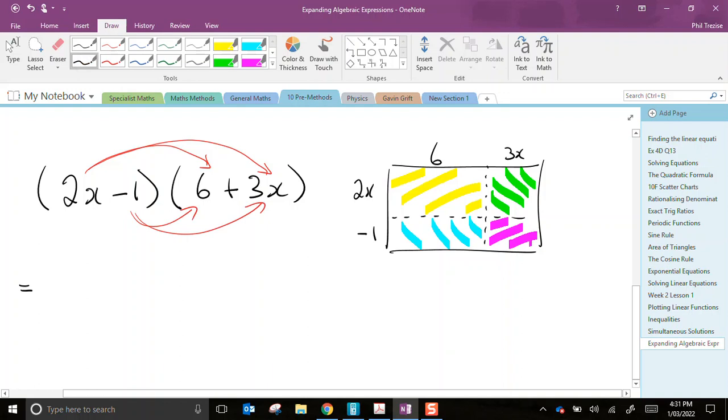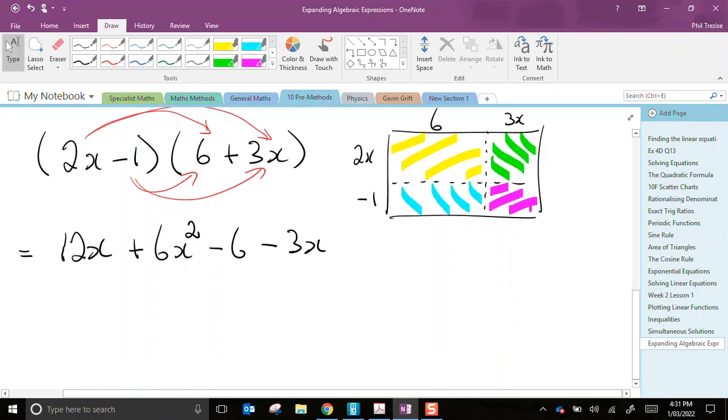So let's start writing this down. The 2x multiplies by the 6, and as we know, the number 2 times 6, that's 12, and the x will still be there. Then to the green bit, the 2x multiplies by the 3x. Now in this case, it's both positives, so we end up with a positive answer. 2 times 3 is 6, and x multiplied by x is x squared. Now we're down to the blue shaded part, negative 1 by 6, that's negative 6. And then the last bit, the purple bit, negative by positive is a negative, and 1 times 3x is 3x.